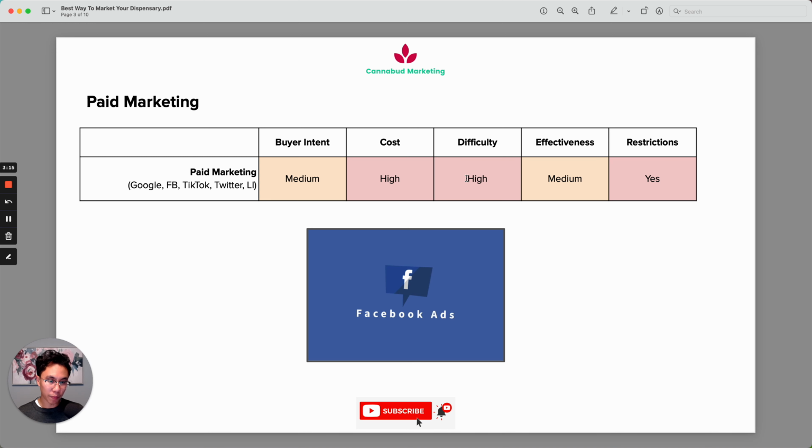Now, difficulty. The difficulty to run these ads is pretty high, because there's a lot of different things you need to do to ensure the ad is successful. First, what platform do you pick? Do you pick Google, Facebook, TikTok, Twitter, LinkedIn? Like I said, we don't have unlimited budget, so we need to pick one or two platforms. Then on those platforms, you need to make the creative. Is your creative good enough for people to come in and purchase, or are you just spending money for nothing?